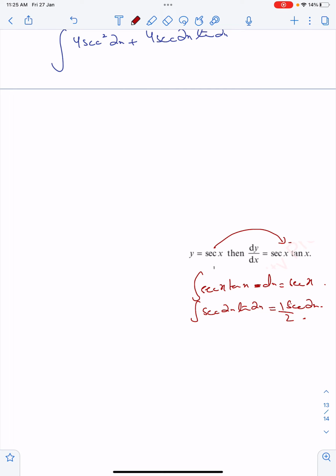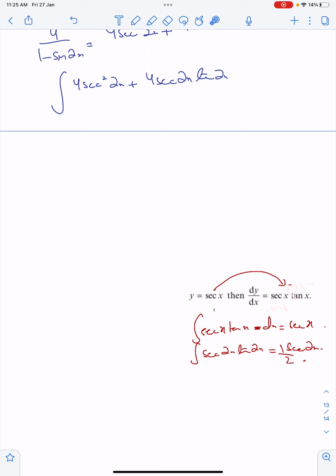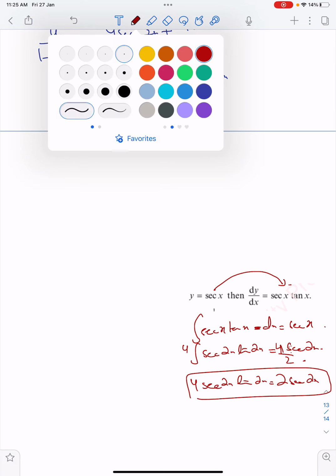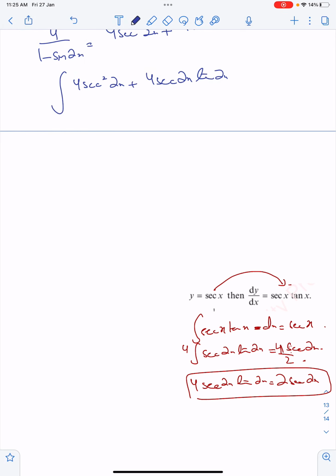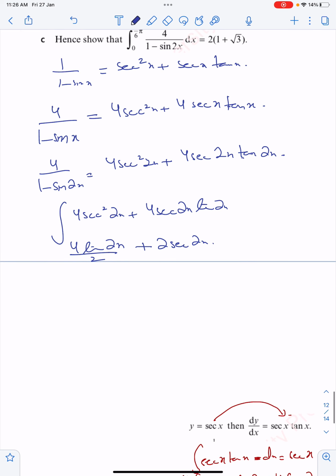Since we have to integrate sec 2x tan 2x, we have to multiply it by 4 as well. If I multiply this side by 4, I have to multiply this side also by 4. So the integration of sec 2x tan 2x is going to be 2 sec 2x, which I can copy. Now let's do it here. We know the integration of sec squared 2x is going to be tan of 2x divided by 2 plus 4 sec 2x. I'm copying it from there. It becomes 2 sec 2x. This is the result of integration.